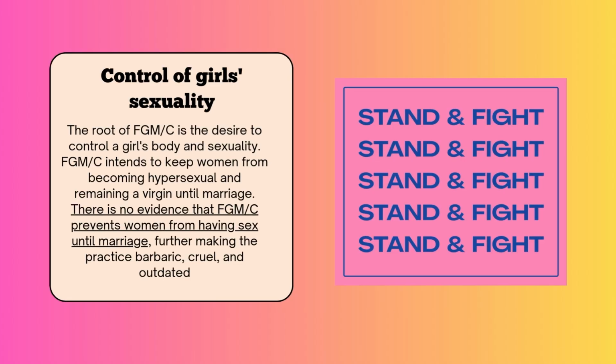The root cause of FGMC is control. FGMC controls the sexuality of girls and women by making it difficult for a woman to engage in and enjoy sex, as well as the idea that she needs to be mutilated to serve a man. The real reason for FGMC is the desire of society to control a girl's body and sexuality. FGMC intends to keep women from becoming hypersexual and to keep them virgins until marriage. There is no evidence that FGMC prevents women from having sex until marriage, further making the practice barbaric, cruel, and outdated.